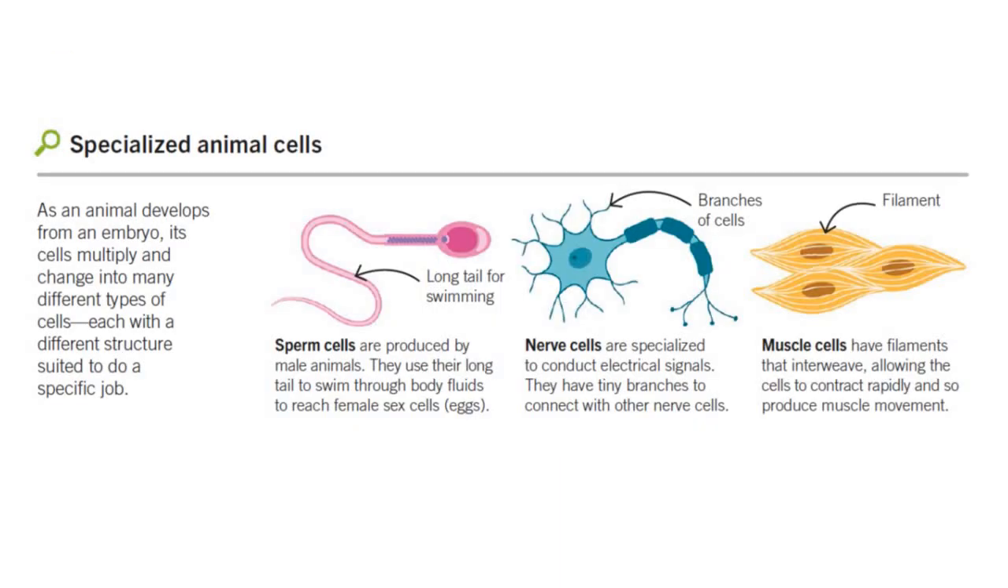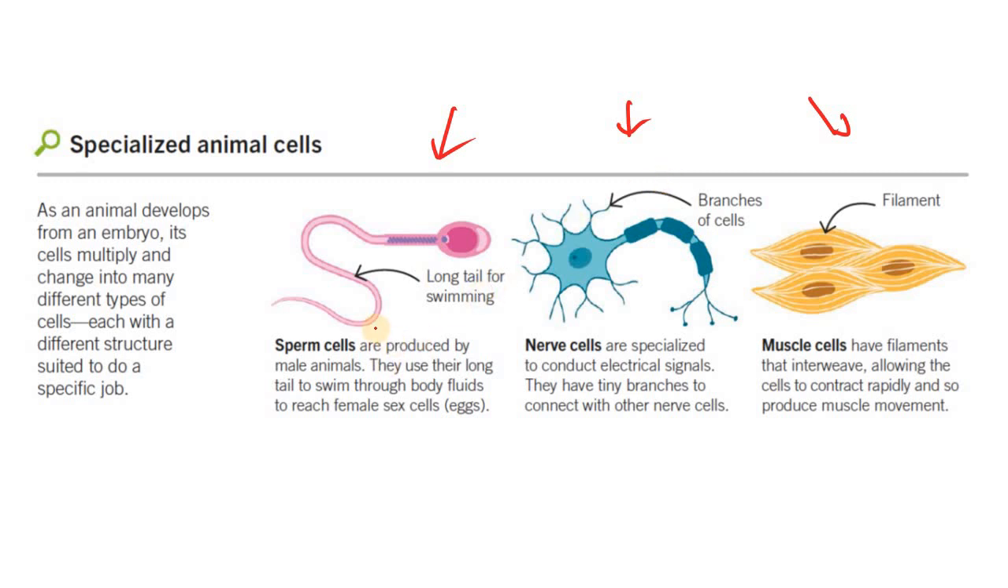Now let us talk about some specialized animal cells. As an animal develops from the embryo, its cells multiply and change into many different types. As you can see over here, 3 different types are shown, and each has a different structure suited to do a particular, specific job.